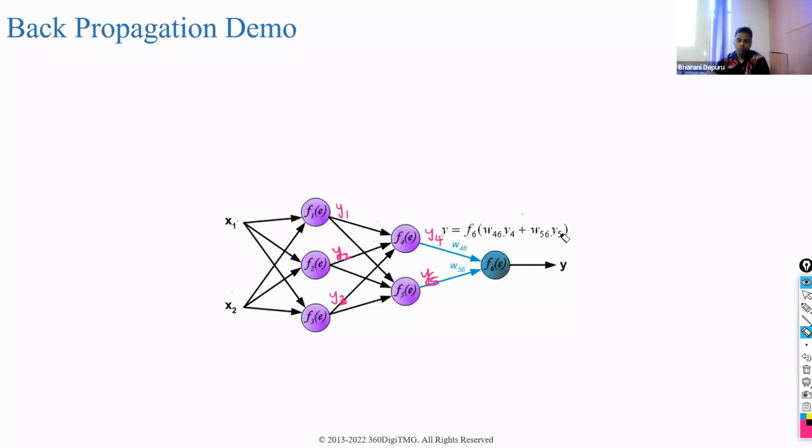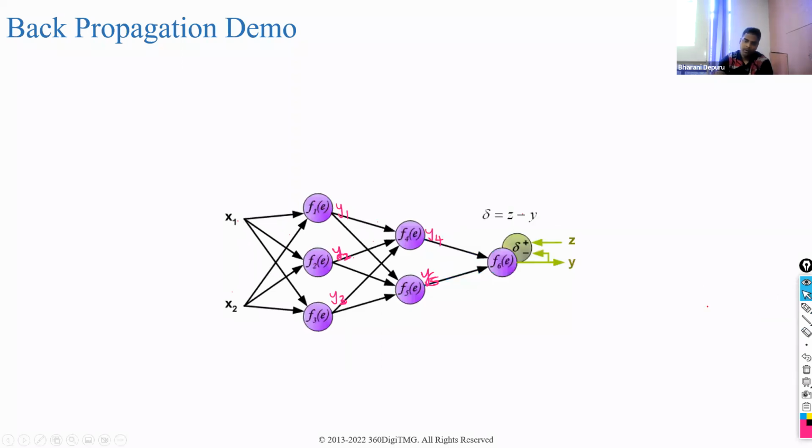Once you get the predicted value, what do you do? You compare it with the actual value. And when you subtract your predicted value and actual value, what do you get? Error.